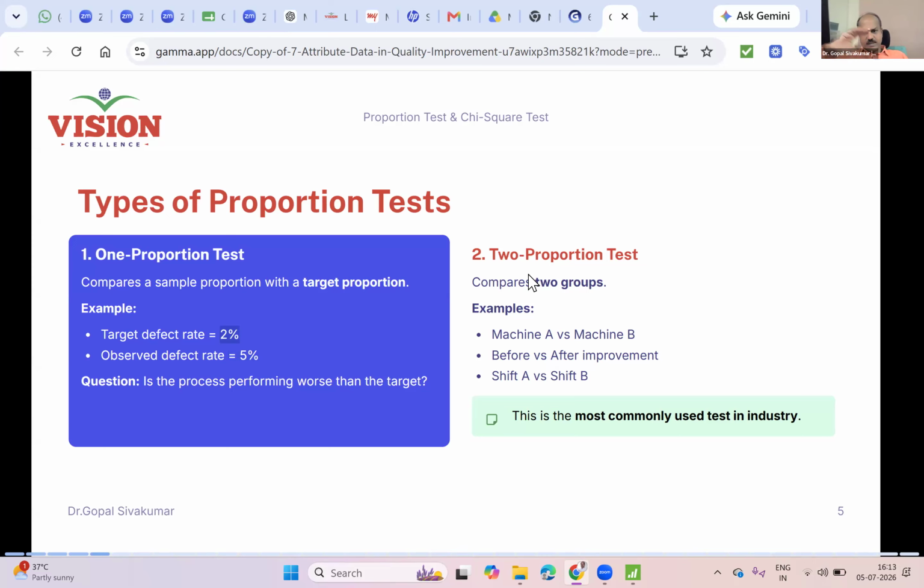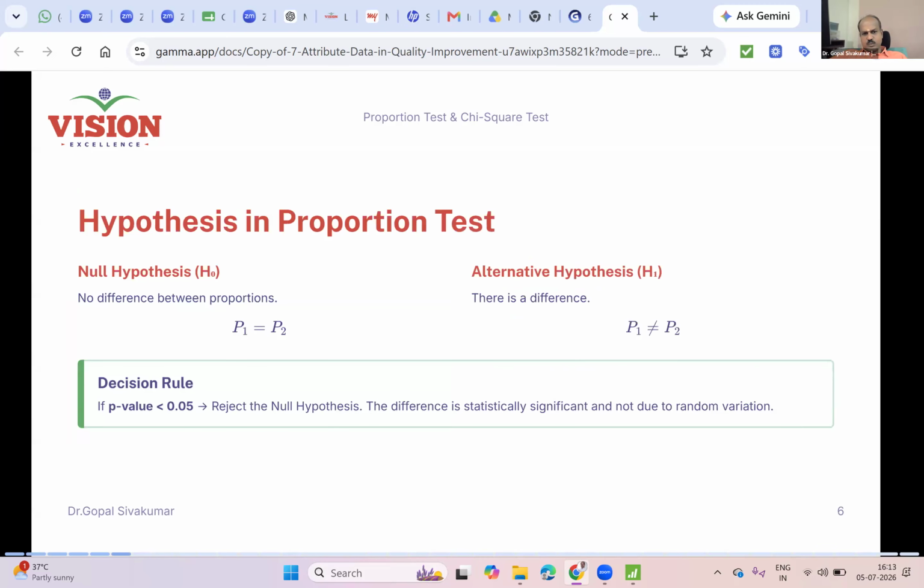When you compare the proportions of two groups, let's say rejection in machine 1 versus rejection in machine 2, or productivity of your department with another department, before rejection versus after rejection, shift A rejection versus shift B rejection, these are examples of two proportion test. When the number of groups increases to more than 2, then we need to go for chi-square test. That also we'll see.